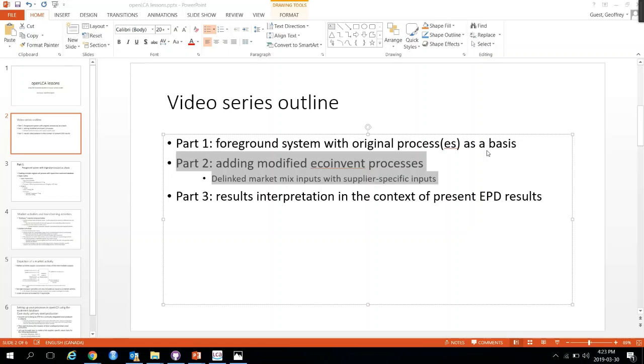Generally, it's quite simple when you want to just change the supplier for a specific supplier that's already existing in ecoinvent database, and you don't want to modify that input. Then it's just a matter of changing the provider in that column. But before we go into this, let's talk about market mix inputs in ecoinvent.